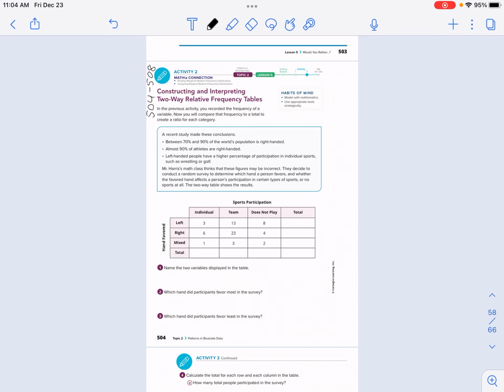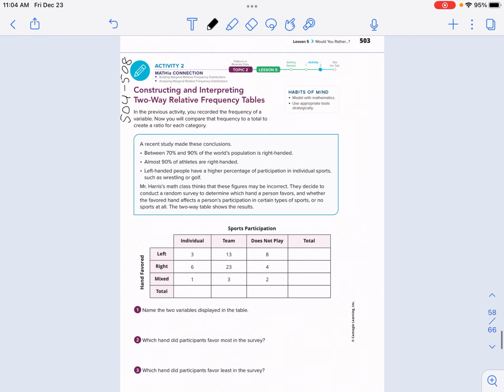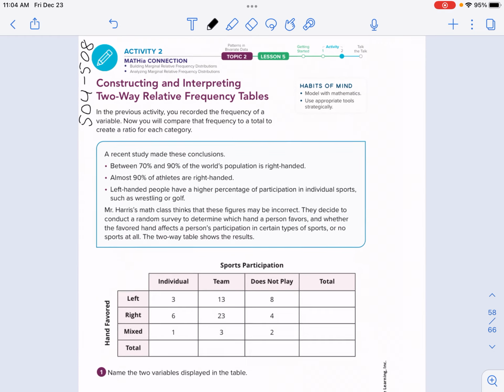All right, we are on our last activity on the last lesson for Module 3, Topic 2, on two-way tables, or in this case, two-way relative frequency tables. Okay, we're starting on page 504. We'll have an assignment at the end. This looks very similar to, right, we do have a two-way table, but let's get into the context.